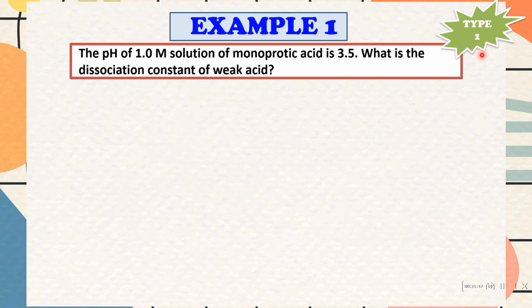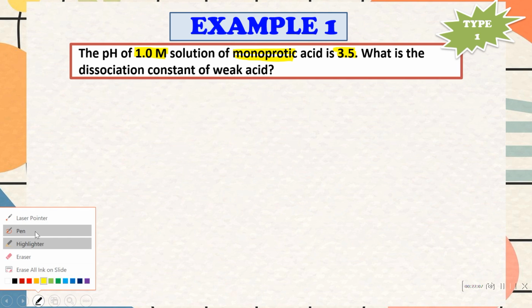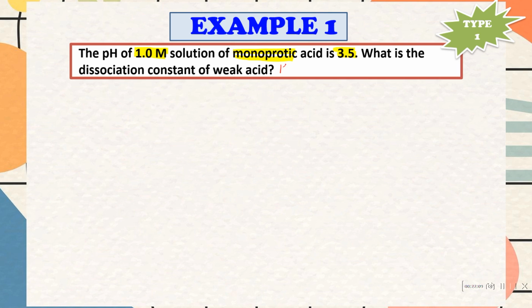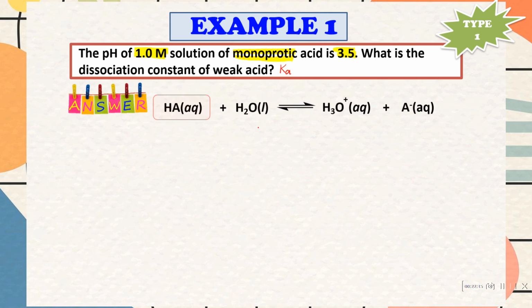For example, for type 1: the pH of a 1.0 molar solution of a monoprotic acid is 3.5. What is the dissociation constant for the weak acid? Which means we want to calculate the value of Ka. What should you do? First, you have to write the general dissociation equation for a monoprotic acid.